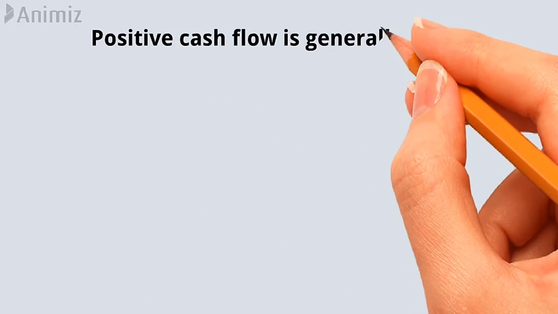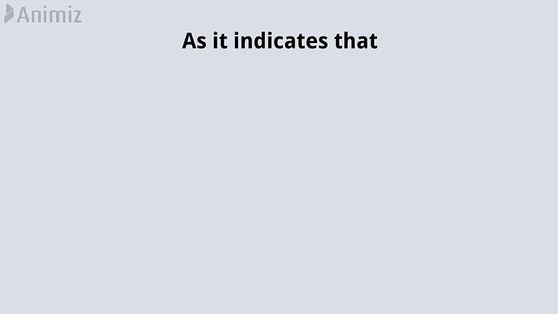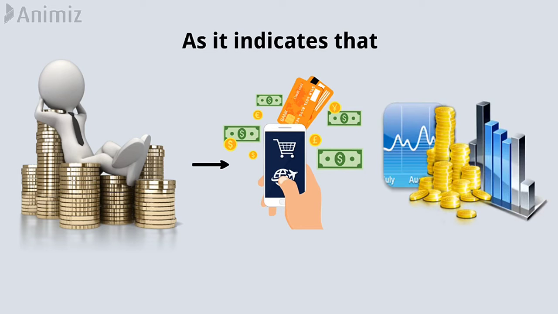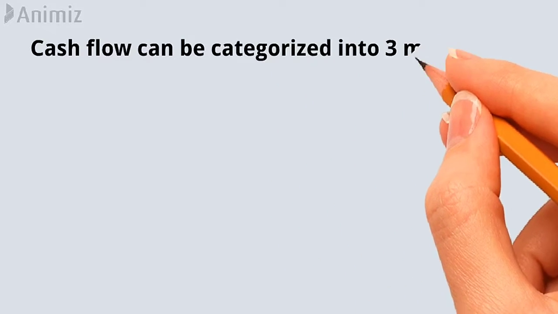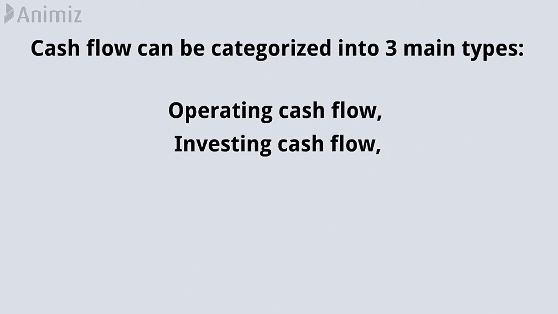Positive cash flow is generally seen as a sign of financial health, as it indicates that a business or individual has enough cash to cover its expenses and invest in growth opportunities. Cash flow can be categorized into three main types: operating cash flow, investing cash flow, and financing cash flow.